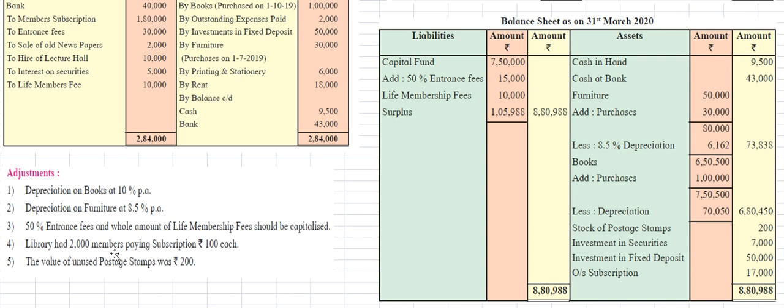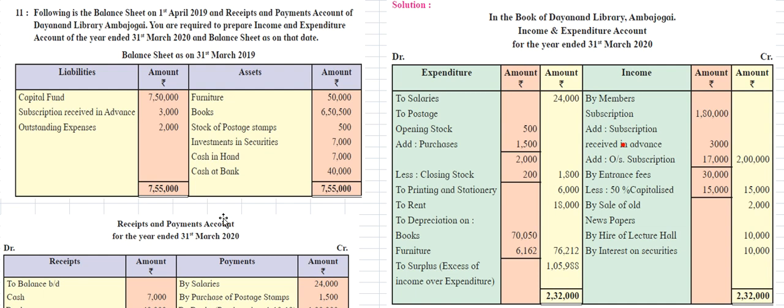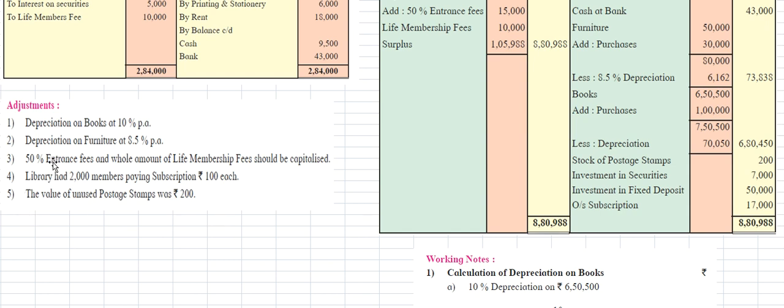And the library had 2000 members paying a subscription of rupees 100 each. This is one new adjustment in this problem. The value of unused postage stamps was 200 rupees. These three are the new adjustments in the 11th problem. The other entries we have calculated in the ninth and 10th problems. So the new ones are 50% of entrance fees with life membership fees, the library's 2000 members with a subscription of 100 rupees, and the value of unused postage stamps, 200 rupees.